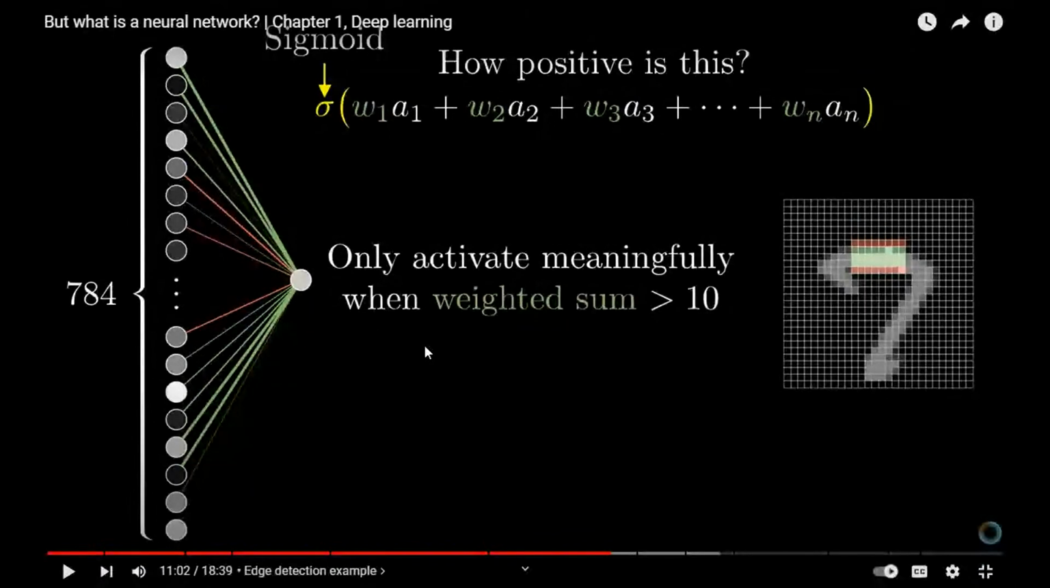We activate meaningfully when the weighted sum is greater than 10. This is just an example. You could take it as 0.5 as you're saying. The activation could be done when the probability, or the value ranging from 0 to 1, is more than 0.5. Then only I'll allow you to go to the next layer.